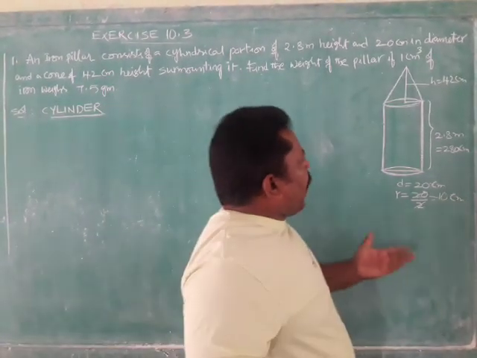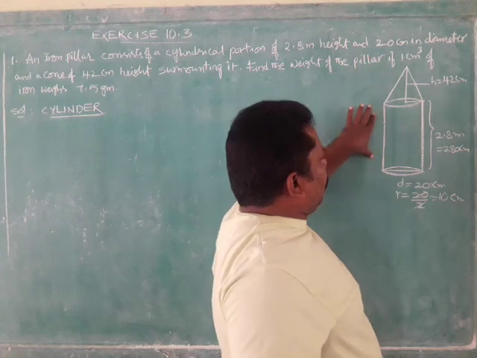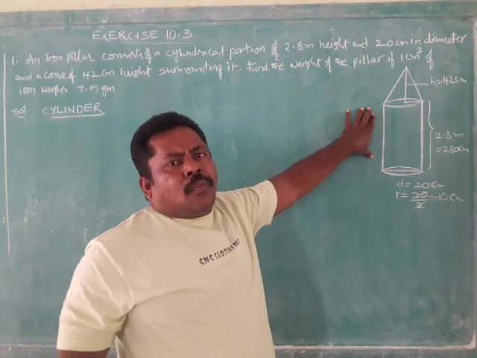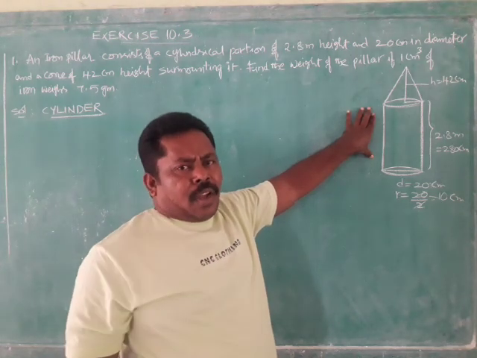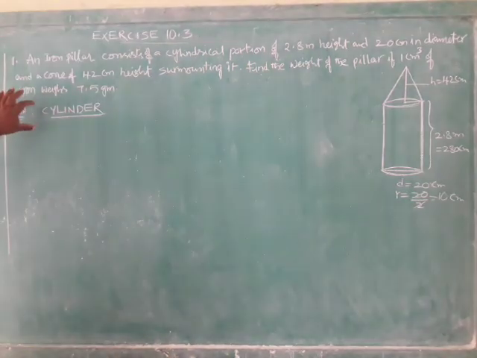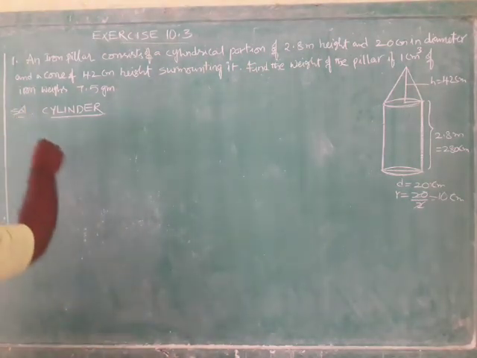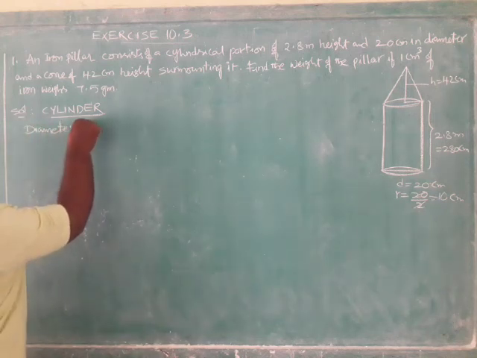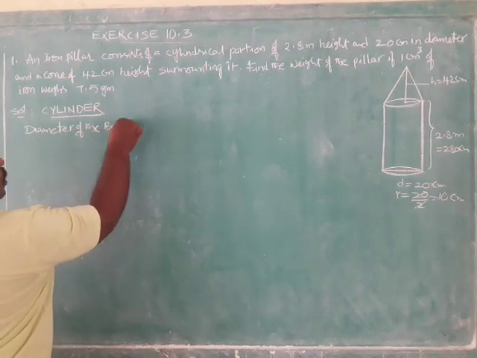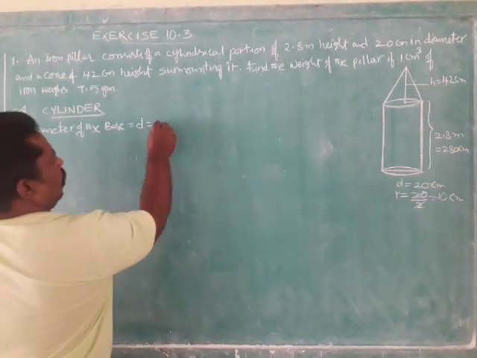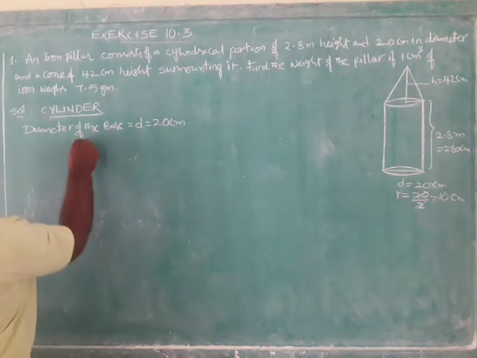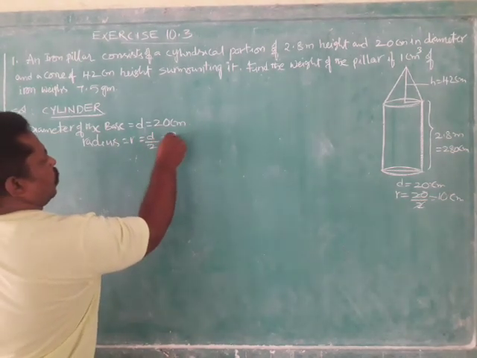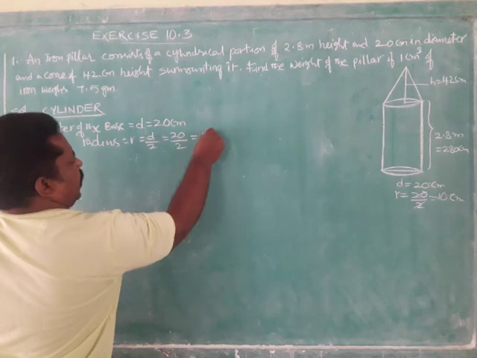If we find the volume of the conical portion and the volume of the cylindrical portion, the sum of these two will give the volume of the iron pillar. Children, first let us take the cylindrical portion. The diameter of the base D is equal to 20 centimeters, and the radius R is equal to D by 2, which is 20 by 2, which is equal to 10 centimeters.